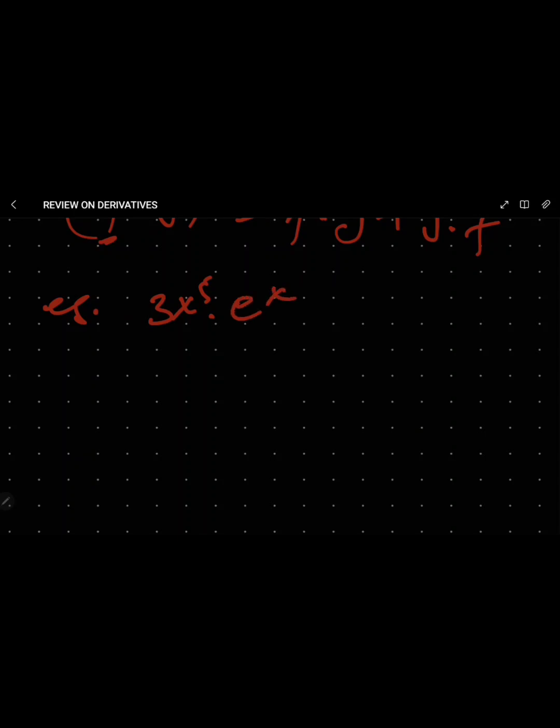How do you do this? 3x raised to 5 times e to the power of x. In the case where you have these things, you consider this as function f of x, a product of two functions. You can call this one h of x, and you can call this one maybe L of x.